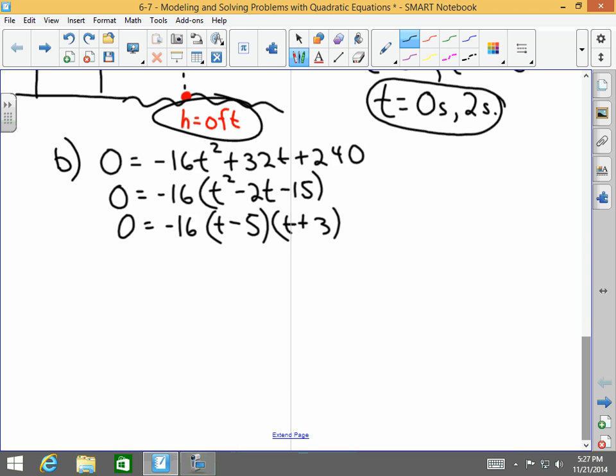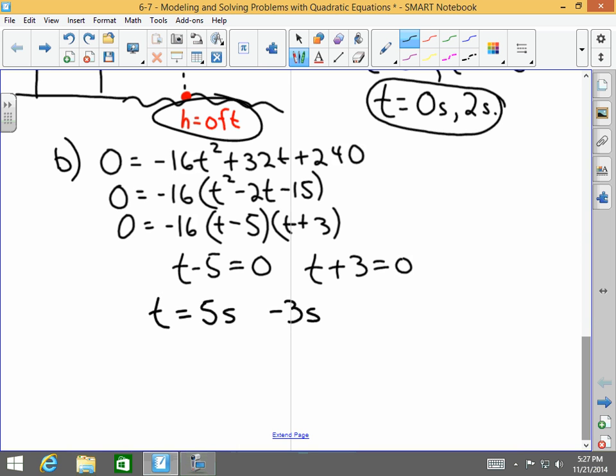And then negative 16 cannot be set equal to 0 because negative 16 does not equal 0. But using the zero product property, t minus 5 gets set equal to 0, and t plus 3 gets set equal to 0. So t can equal 5 seconds or negative 3 seconds.